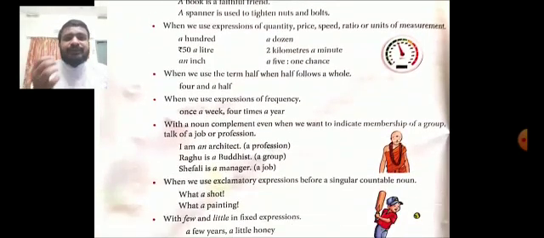Now with the noun complement, when we want to indicate membership of a group, or talk of a profession or a job: I am an architect. Raghu is a Buddhist. Shafali is a manager. Their profession or a group or a job is being used as a noun complement. Now, before a singular countable noun, when we use exclamatory expressions, we need to use, what a shot or what a painting.